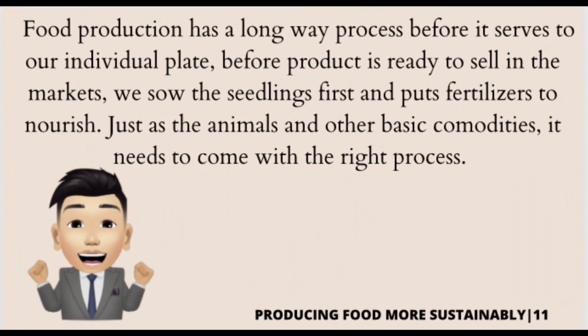Alright, so a food production system is defined as the inputs, process, and outputs required to feed a defined population. Food production has a long process before it serves to our individual plate. Before products are ready to sell in the markets, we sow the seedlings first and put fertilizers to nourish. Just as the animals and other basic commodities, it needs to come with the right process.